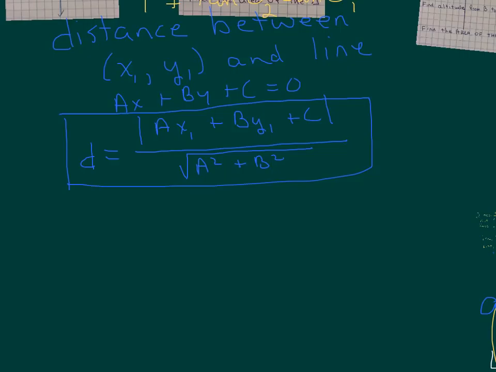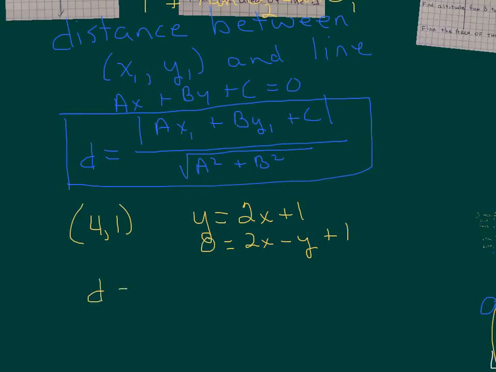So if I have the point 4, 1, and I want to find the distance between the point 4, 1 and y equals 2x plus 1, the first thing I have to do is convert my equation for the line so that it's in standard form. So this becomes 2x minus y plus 1 equals 0.